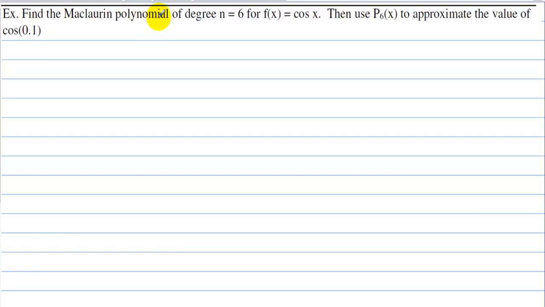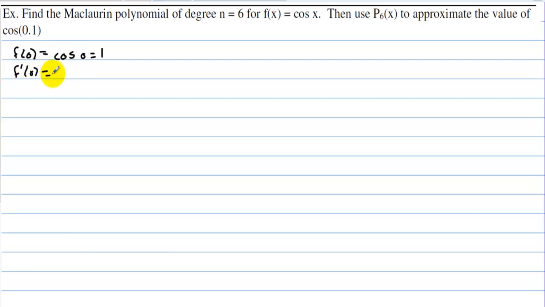Example, find the Maclaurin polynomial of degree n equals 6 for f of x equals cosine of x. Then use the polynomial to approximate the value of the cosine of 0.1. Let's find out what f of 0 is. That's equal to cosine of 0, which is 1. And then we have to take 6 derivatives.